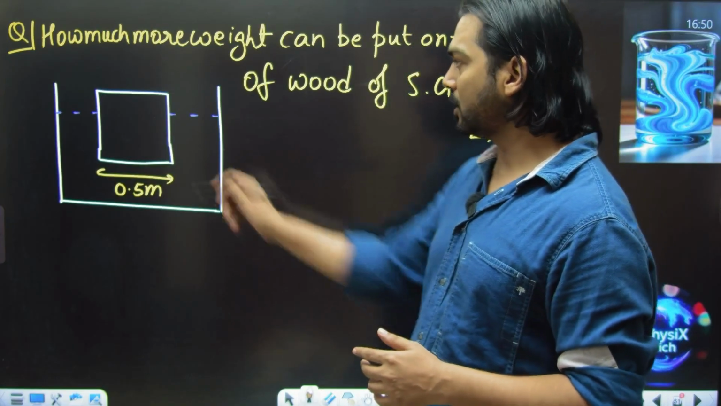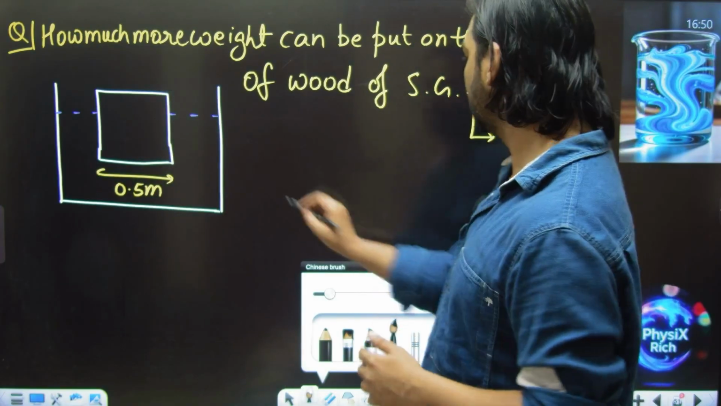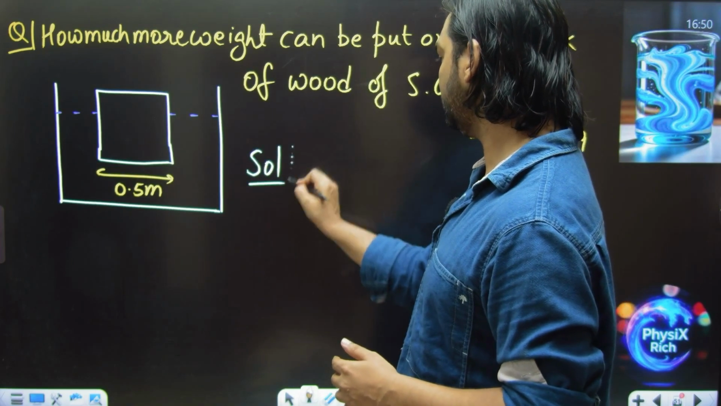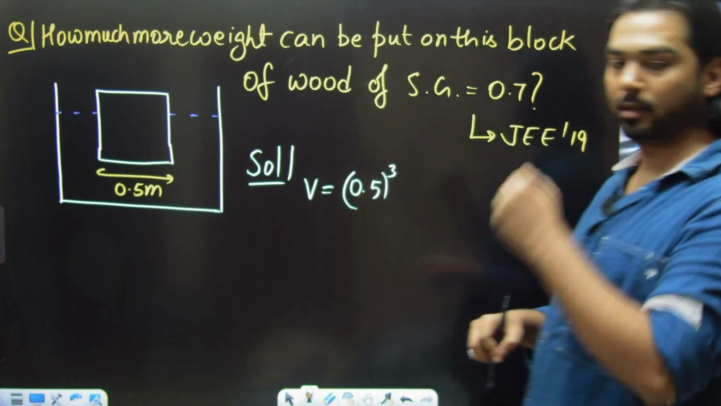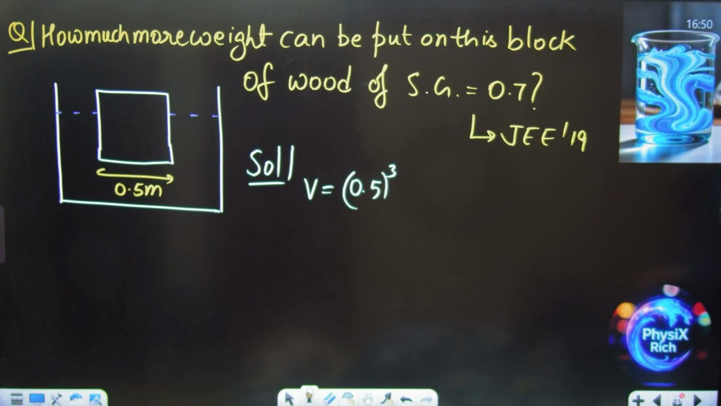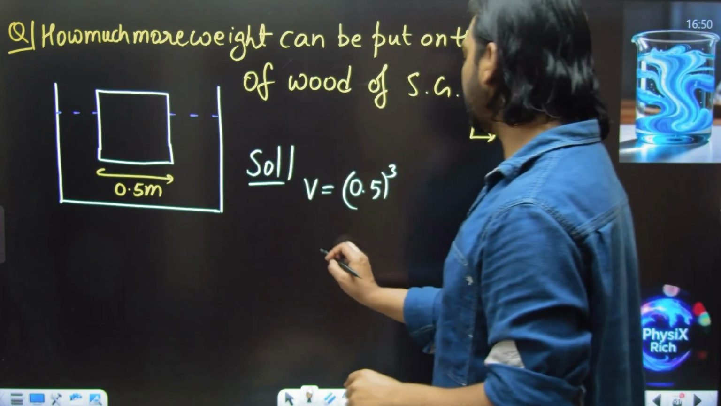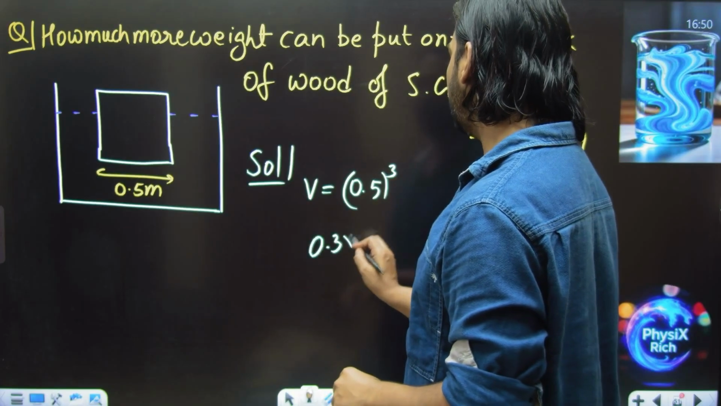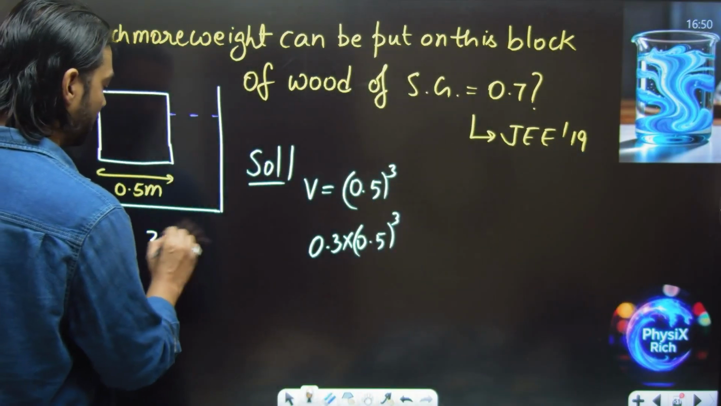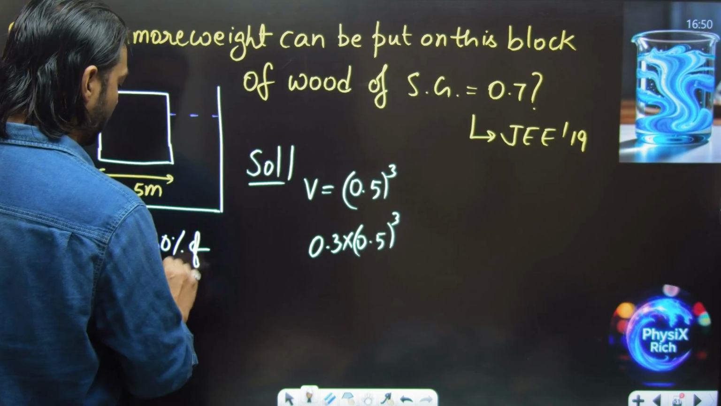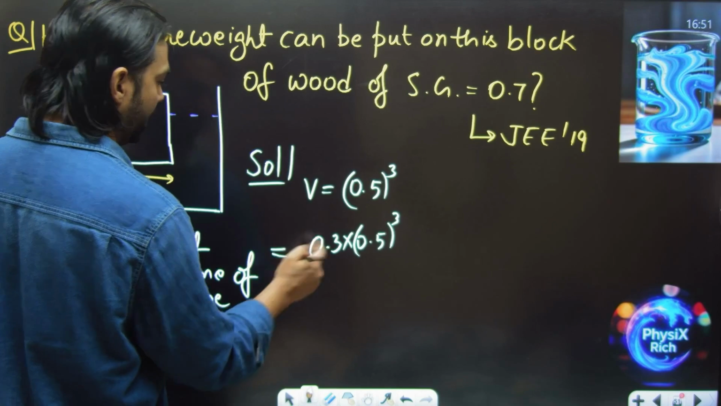So if this cube has a total volume of, let's find out the total volume of this cube. The volume of this cube will be 0.5 whole cube, correct? That will be the total volume of this cube. And I know that 30% of this is still outside. This is SG 0.7, okay? So 30% is 0.3 times 0.5 whole cube. Okay, let me just write this. 30% of volume of the cube is this.